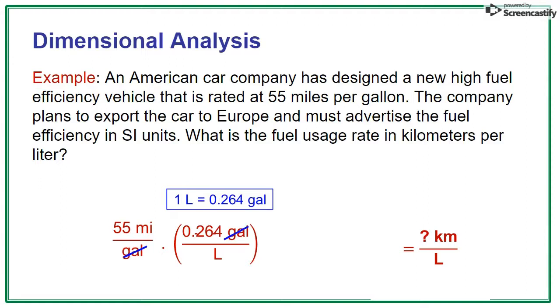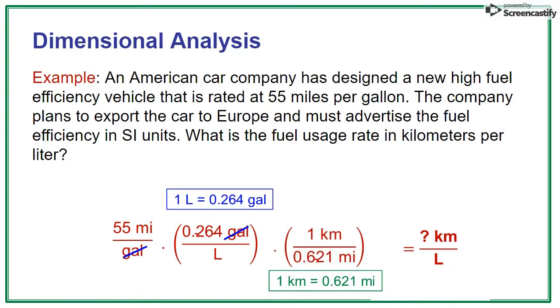Next, since kilometers and miles are both length measurements, we need to convert the given miles to the desired kilometers. An equation that expresses the equivalency between miles and kilometers is 1 kilometer equals 0.621 miles. Since miles is in the numerator in the given quantity, and we want it to cancel, we'll place miles in the denominator of the conversion factor. Since we now have miles in a denominator and a numerator, we can cancel the mile units. When we perform the multiplication and division, we end up with 23.4 kilometers per liter.